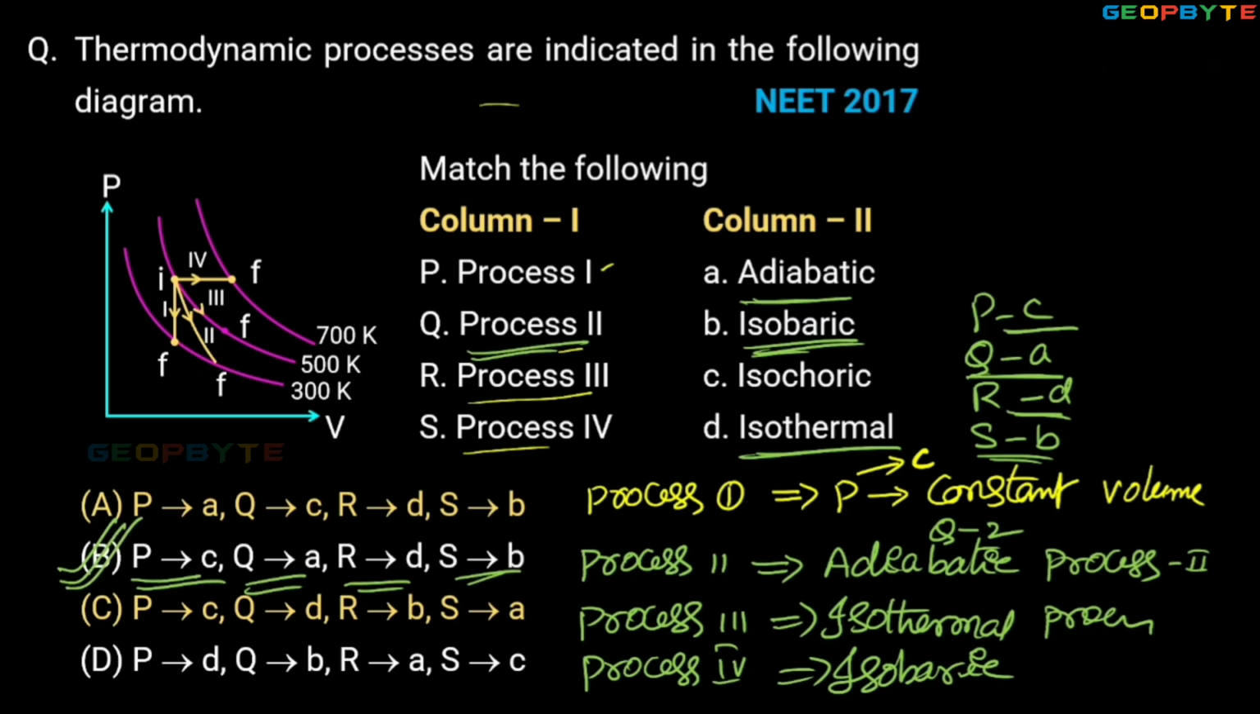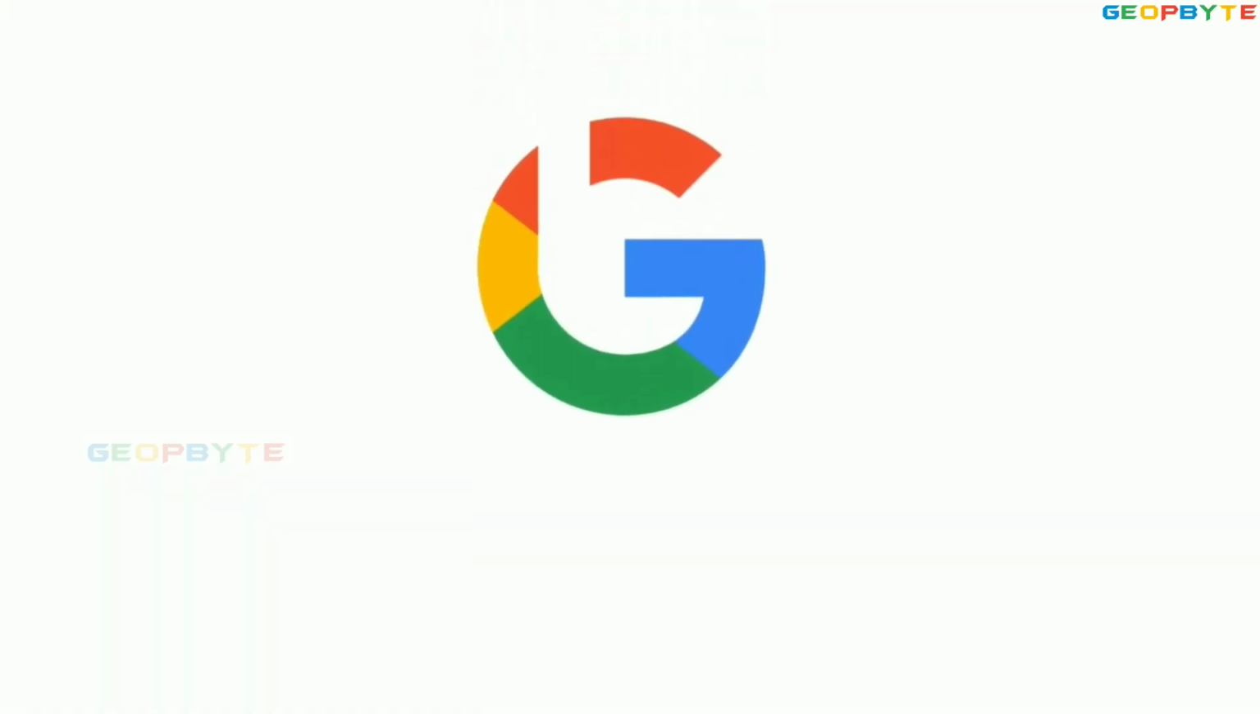Process 1 is constant volume, that is isochoric. Process 2 is adiabatic. Process 3 is isothermal. The curved lines may be either isothermal or adiabatic. The curve which maintains more slope in the PV diagram comes under the adiabatic process. The curve which maintains less slope in the PV diagram can be concluded as an isothermal process. A horizontal line represents constant pressure, that is isobaric, and a vertical line in the PV diagram represents constant volume, that is isochoric. Anyhow, option B is absolutely correct. Understood clearly? Yes.